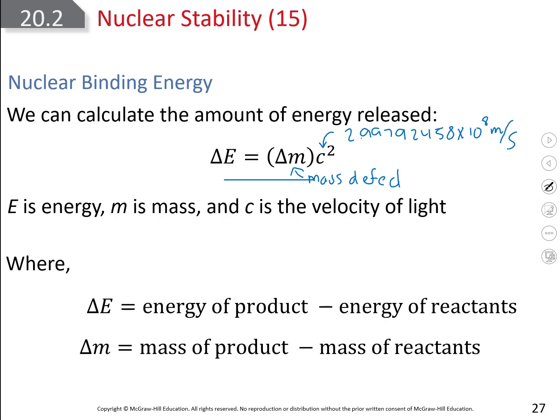And then delta E is just the idea of the mass energy of the product minus the energy of the reactants. So that's why it's the mass of the product minus the mass of the reactants. What did you say E was again? The energy, the nuclear binding energy.